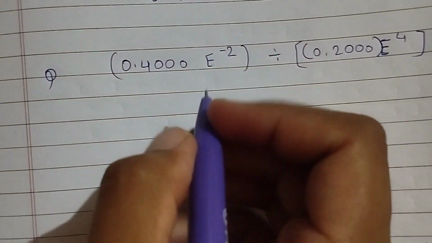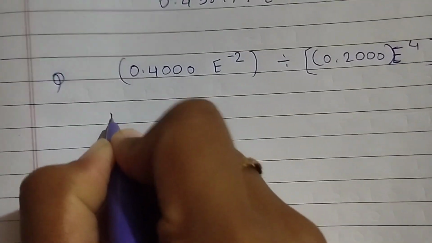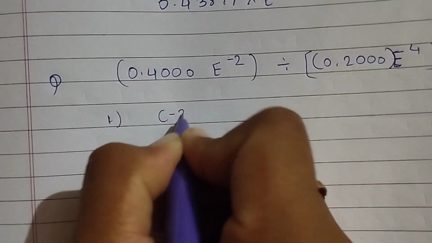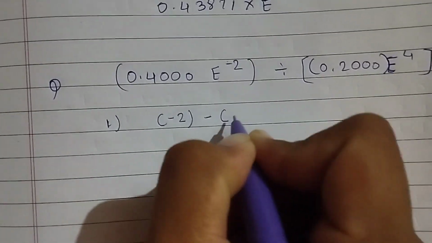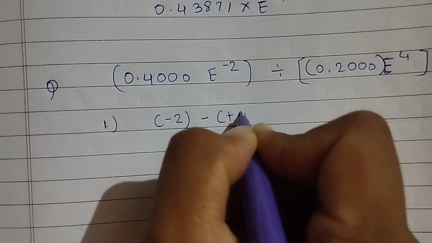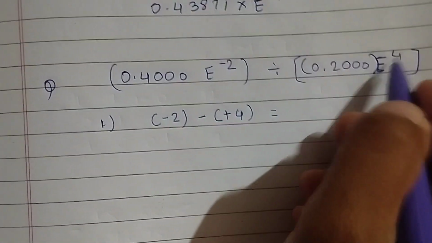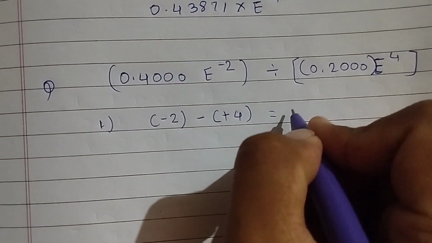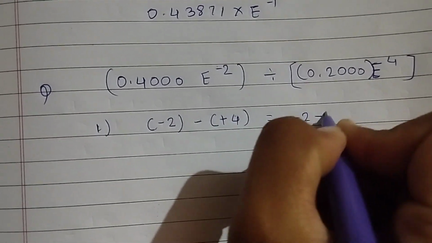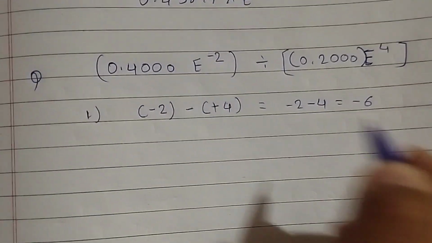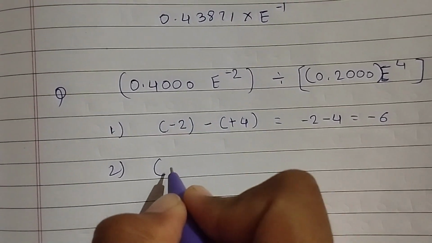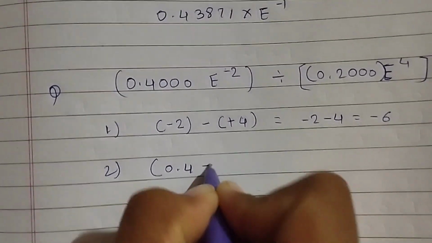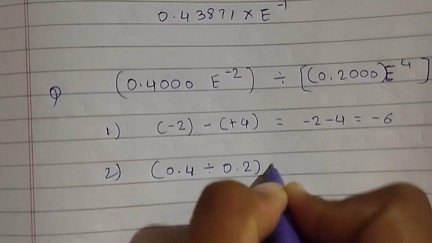So we see one more example. First step, subtract the exponents, minus 2 minus minus 4. This is plus 4, so that's why minus 2 plus 4. So minus 2 minus 4 is equal to minus 6. Now the second step, divide the mantissa. So 0.4 divided by 0.2 is equal to 2.